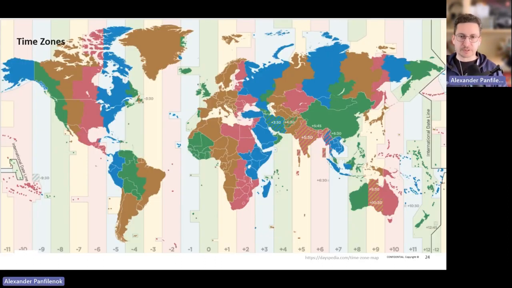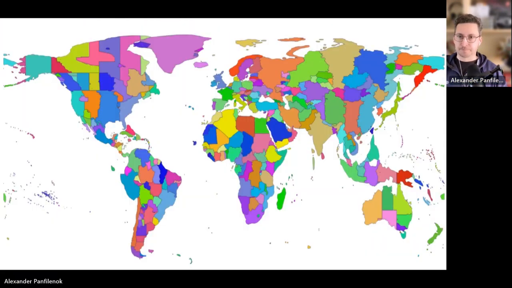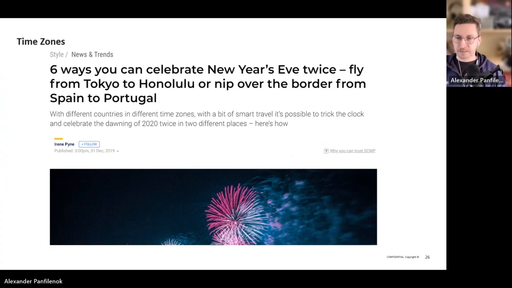Here is how time zones look at the scale of the world. But the previous screen was more for managers and users. This screen is for engineers. Here is how you guys should see time zones on a map. An interesting side effect of those political decisions is that in some places, time zones are thin enough for you to celebrate New Year twice or more times a year.